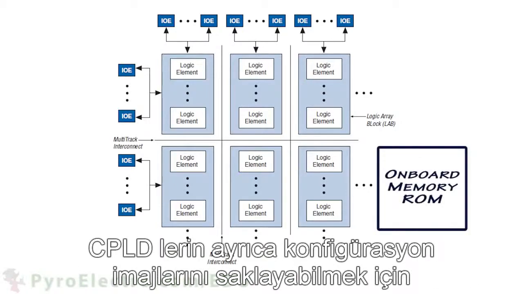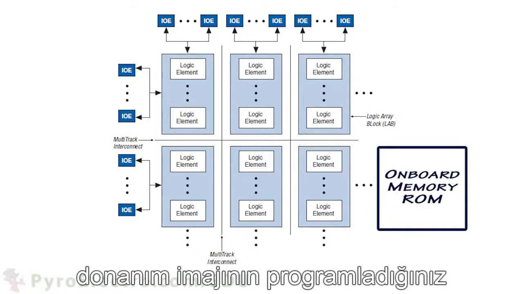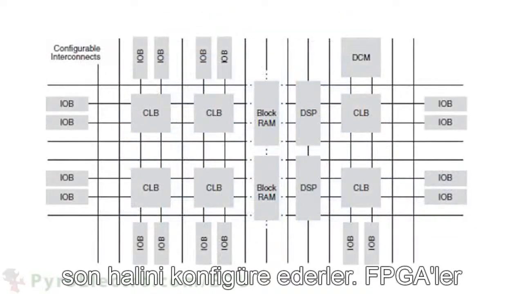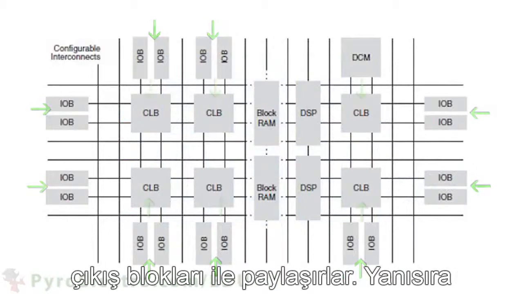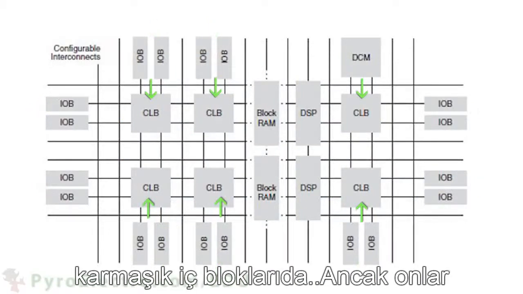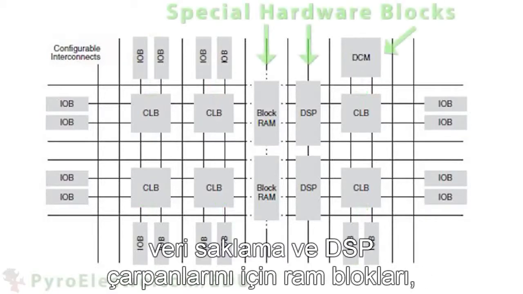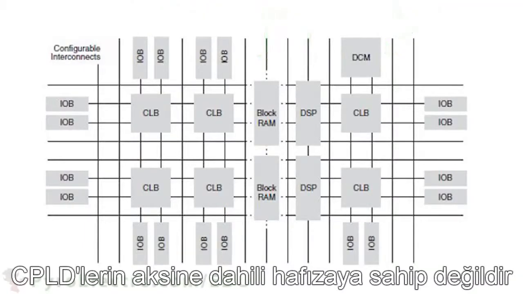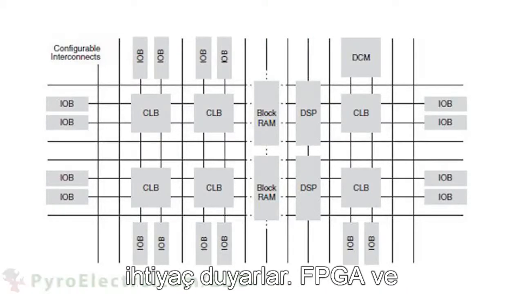CPLDs also have a place to store their configuration image so that when they power up, they instantly configure with the hardware image that you programmed onto it last. FPGAs share a similar internal structure as CPLDs, with input and output blocks, as well as internal complex logic blocks. But they also contain specific hardware modules, like blocks of RAM for holding data, and DSP multipliers for doing complex math. FPGAs, unlike CPLDs, do not have onboard memory, so every time they are powered up, they need to be reprogrammed with a configuration image.